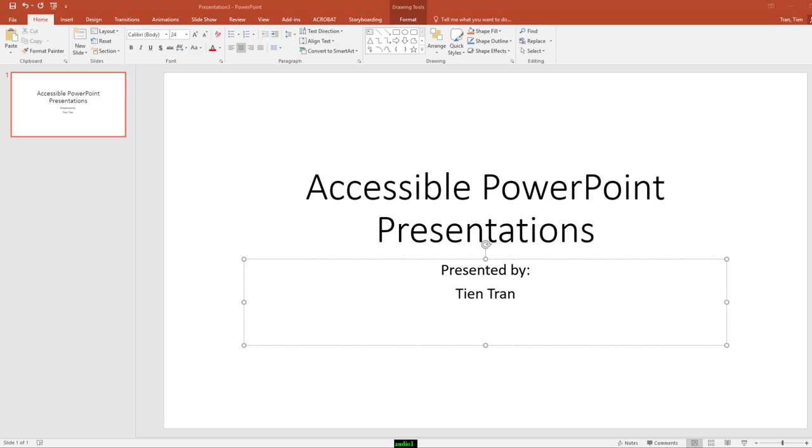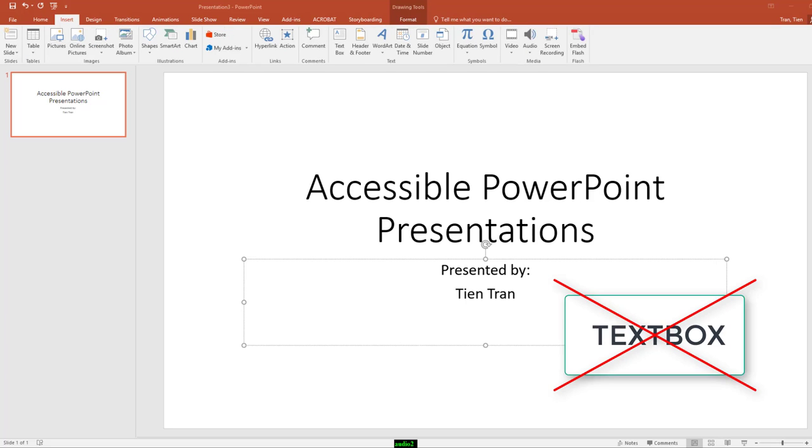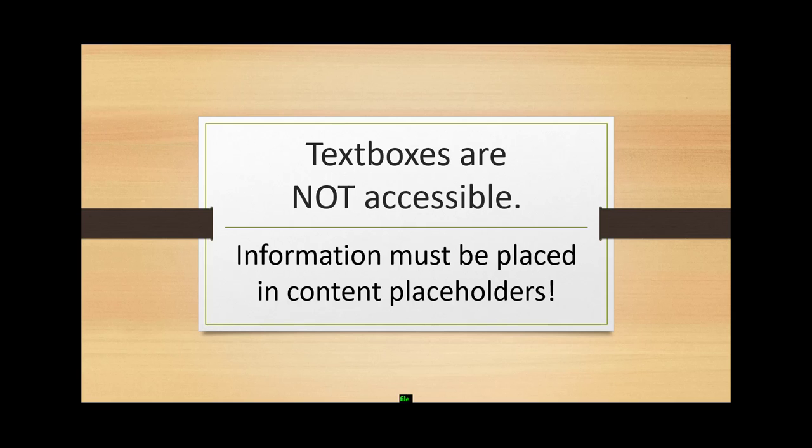Usually, our first thought would be to go to the Insert tab, click Insert text box, and randomly draw it somewhere on our screen. But we cannot do that because that would make our presentation not accessible, because drawing a text box is not a proper content placeholder. All information on your PowerPoint slides needs to be placed in content placeholders in order for screen readers to know the information is there. Otherwise, the information will be skipped because the screen reader cannot detect a content placeholder.